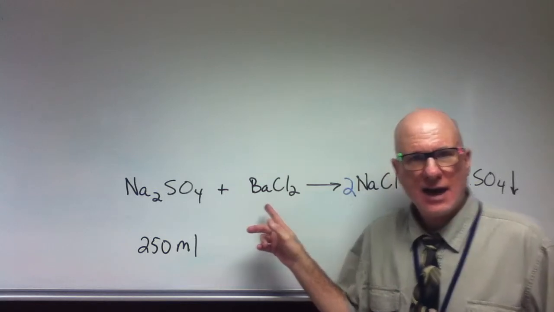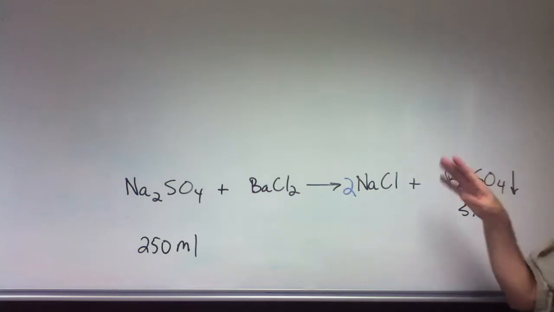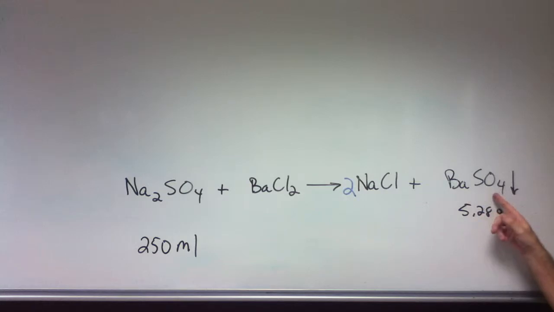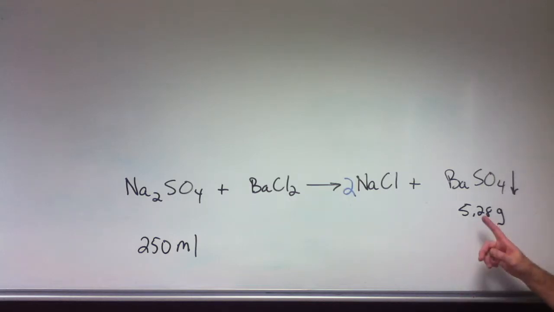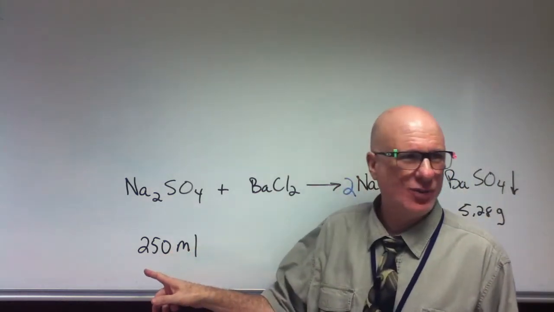Now, I precipitate out 5.28 grams. Everything else is soluble, we'll pretend. And I precipitate out, that's what the arrow is, 5.28 grams of barium sulfate, insoluble. Clear? That's what I'm making. Now, this is the question: if I precipitate out 5.28 grams of barium sulfate, what is the molarity of the solution I began with?